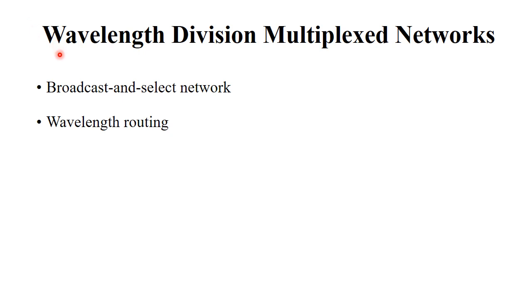Now coming to wavelength division multiplexed networks. Under this we are going to study two different types. First one, the broadcast and select network. Second one, the wavelength routing. So let us take one after another.